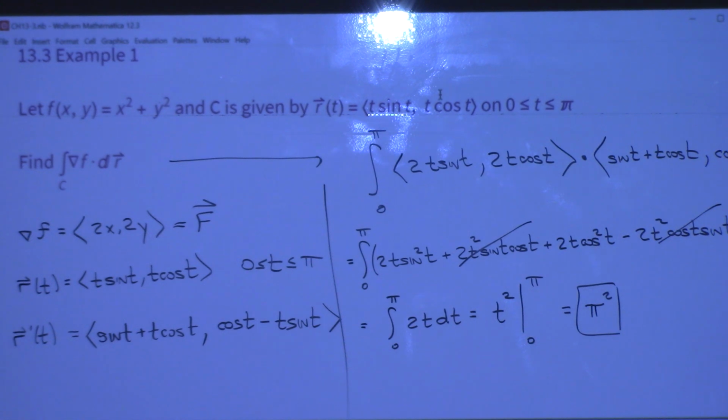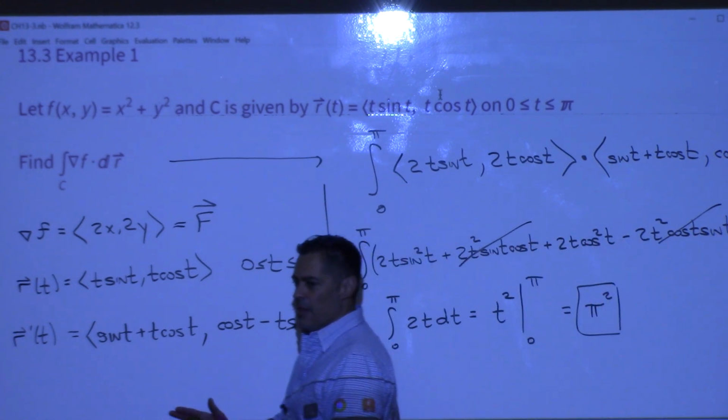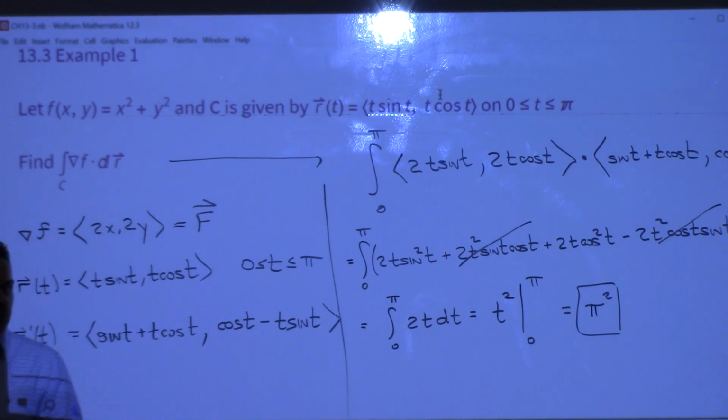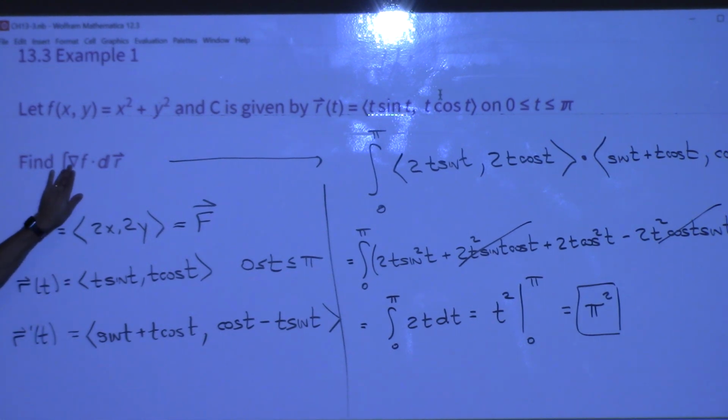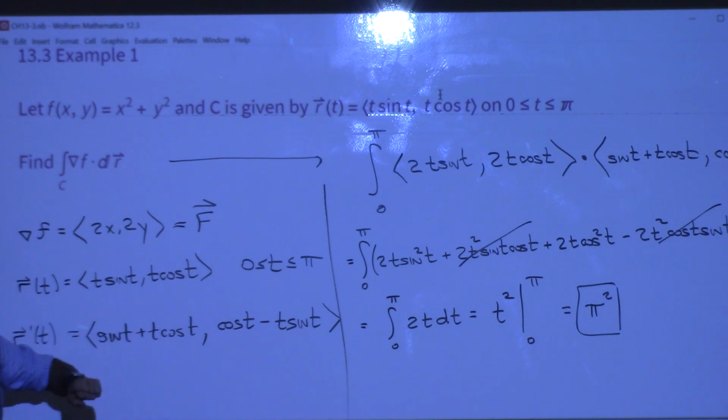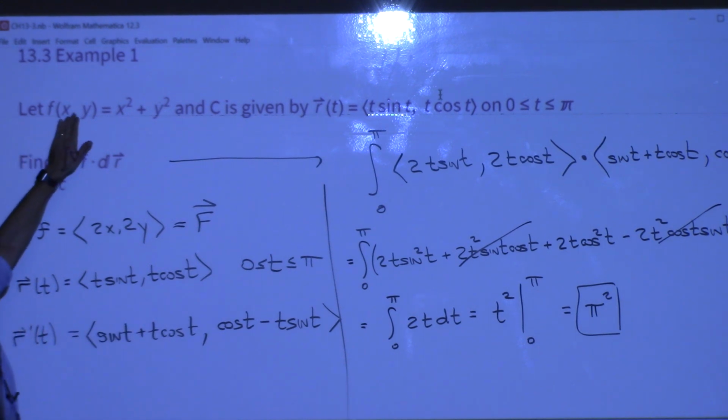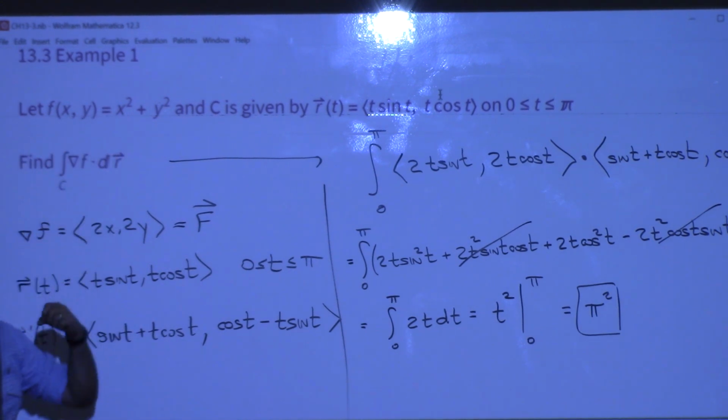I would say that wasn't terrible, right? That wasn't terrible. But I didn't use the theorem. The theorem says that if you're trying to evaluate the line integral along the curve C of some vector field dr, if this vector field is conservative, then you don't have to do all this. All you have to do is evaluate the scalar function at the two endpoints of the curve. And that's all you have to do.